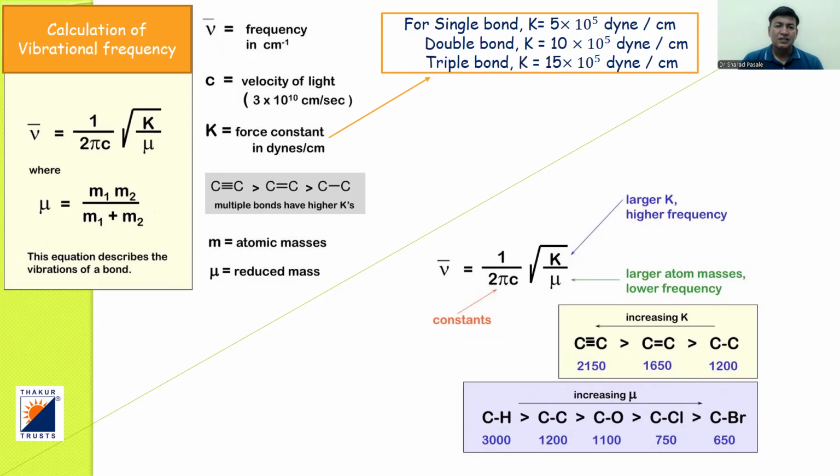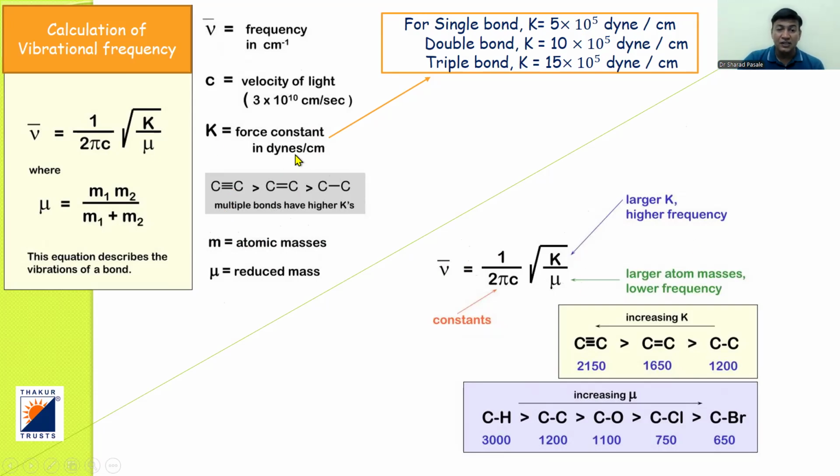Then the value we take for the velocity of light is 3 into 10 raised to 10. Then k is the force constant, a known value that depends on the atoms and the reduced mass. So this is all about the formula, which is Hooke's law, and based on Hooke's law we can calculate the wave numbers.